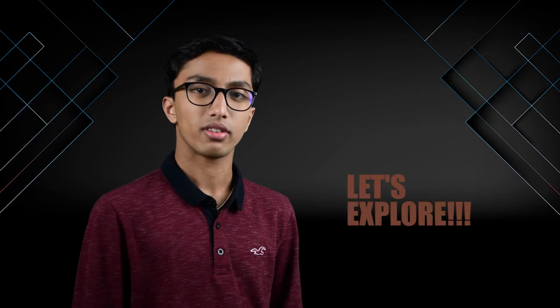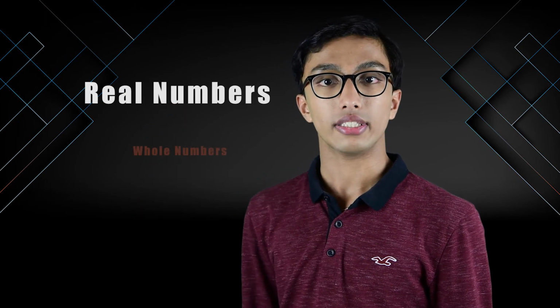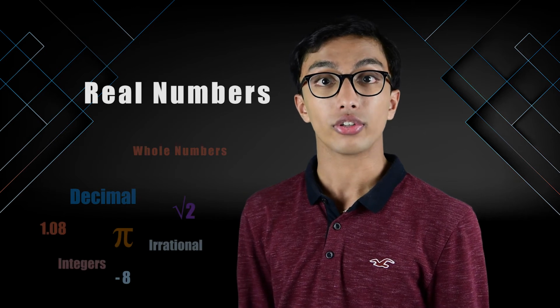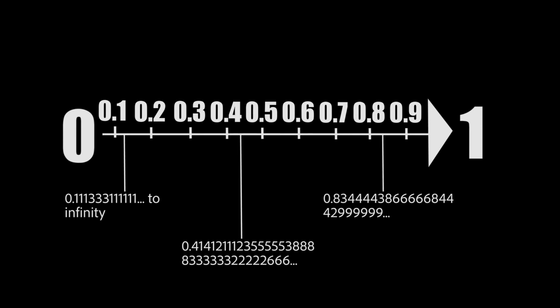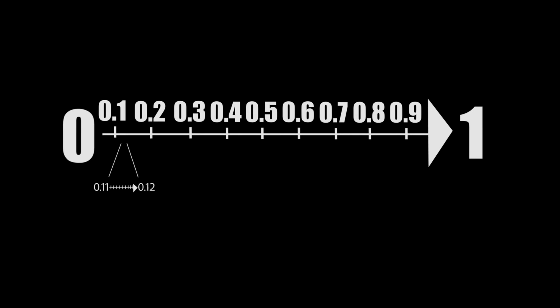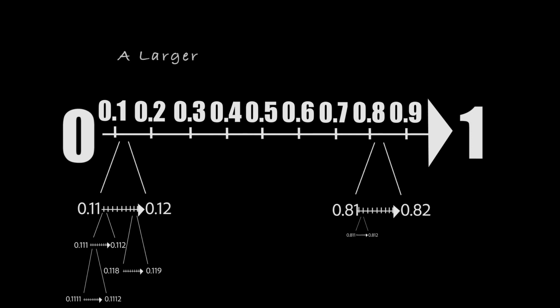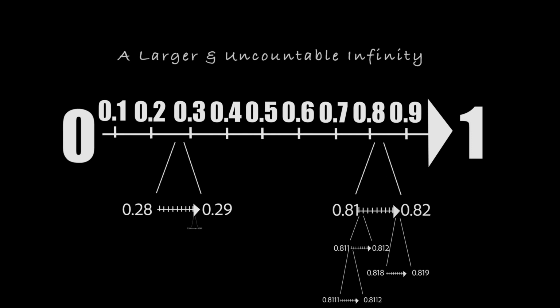So is infinity always the same size? Let's explore. Now we look at the size of the infinite set of real numbers. Whole numbers, as well as decimal, irrational, and more, are all real numbers. Okay, so let's look at the real numbers between 0 and 1. It is easy to count 0.1, 0.2, and so on. Imagine if you start including endless digits in the decimals, you will never get to 1. Now you see, there are endless infinities just between 0 and 1, so surely it must be a larger and uncountable infinity.